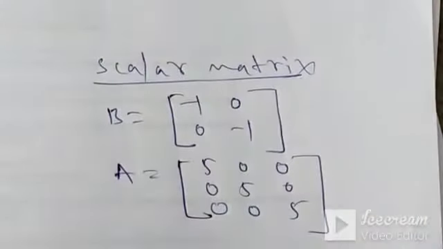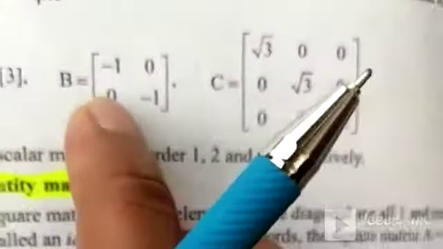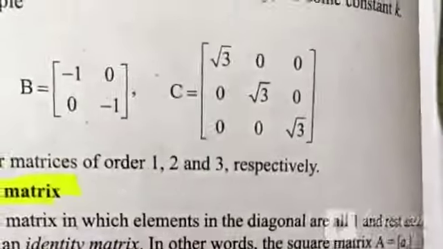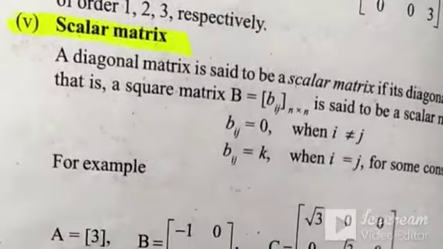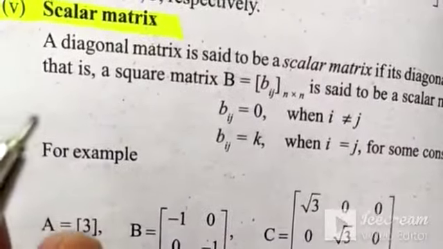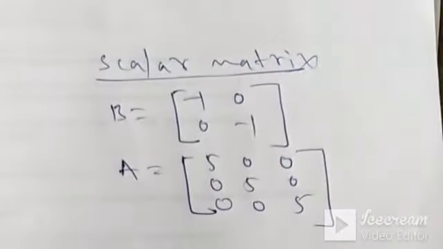Your textbook also has given two examples for scalar matrix. A diagonal matrix is said to be a scalar matrix if its diagonal elements are equal. B is equal to minus 1 0 0 minus 1. C is equal to root 3 0 0 0 root 3 0 0 0 root 3. Understood what a scalar matrix is? A scalar matrix is also one type of diagonal matrix, but in a diagonal matrix the diagonal elements are different, while in a scalar matrix all diagonal elements are equal. So this is known as a scalar matrix.